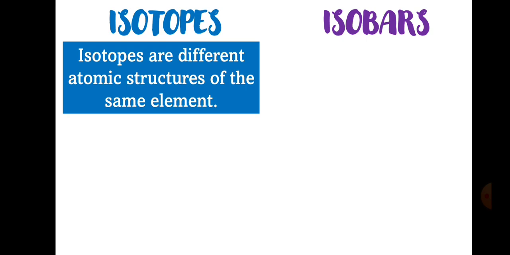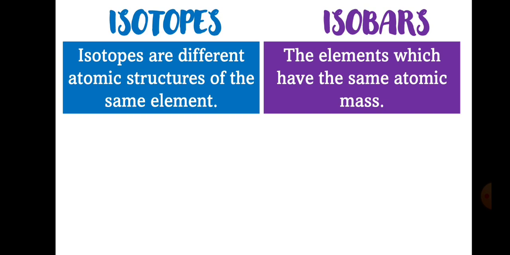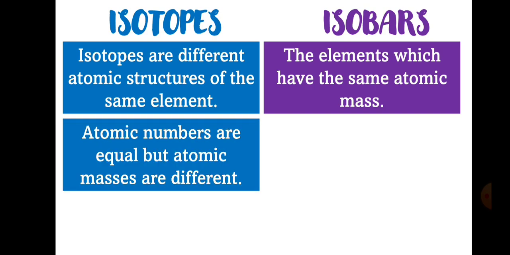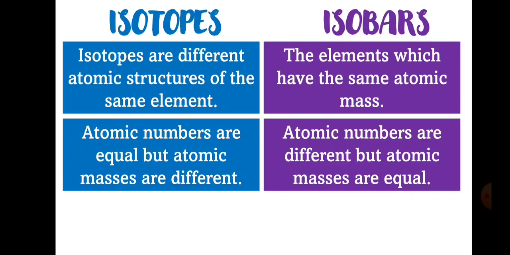If we find out the differences between isotopes and isobars, we can say isotopes are different atomic structures of the same element, but isobars are the elements which have the same atomic mass. Atomic numbers are equal, but atomic masses are different in the case of isotopes. But in the case of isobars, atomic numbers are different, but atomic masses are equal.